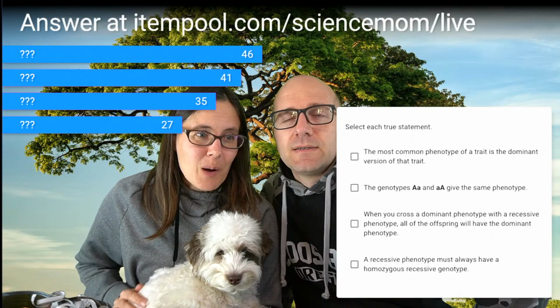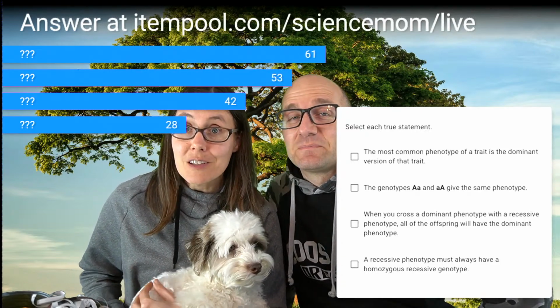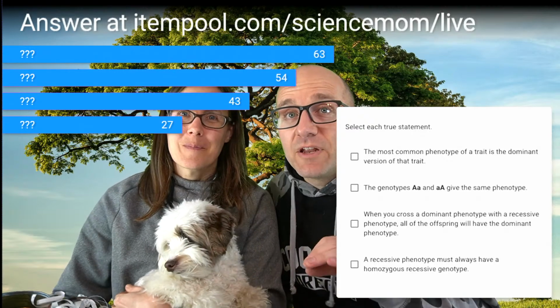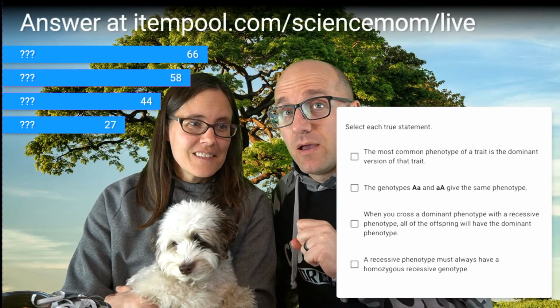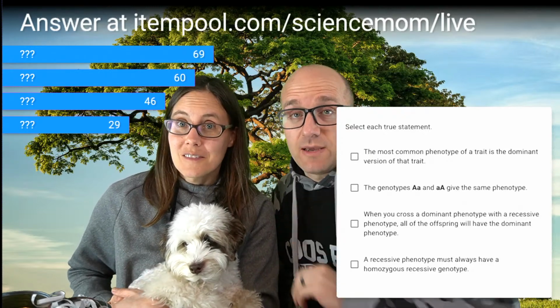So, the most common phenotype of the trait is the dominant version of the trait. Is that true or false? The genotype big A, little a, and little a, big A give the same phenotype. You want to read the next two? When you cross a dominant phenotype with a recessive phenotype, all the offspring will have the dominant phenotype. And finally, a recessive phenotype must always have a homozygous recessive genotype.